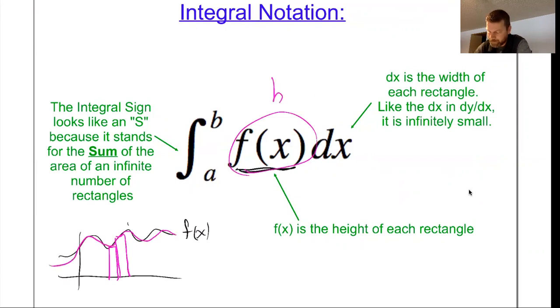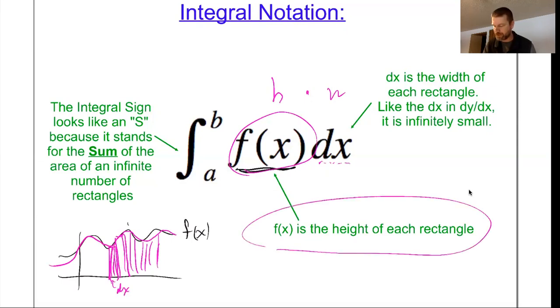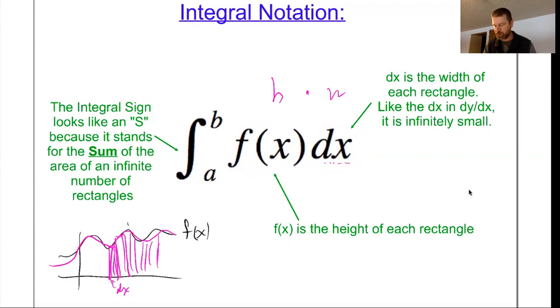So that's my height, times the width of each of those rectangles, which would just be a small change in x. That's that dx. That'd be the width of the rectangle. We use dx because dx stands for an infinitely small change in x. And since we're talking about an infinite number of rectangles, that dx, that width of each rectangle, is going to be infinitely small. So f of x is the height of each rectangle, dx is the width of each rectangle, width times height, that's the area of a rectangle. And then I just sum them all up. So that's where these parts of that integral came from.